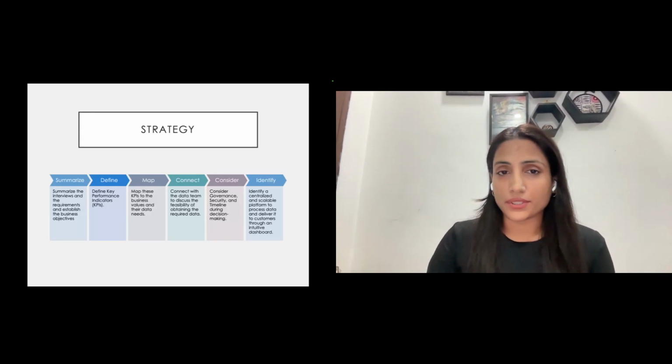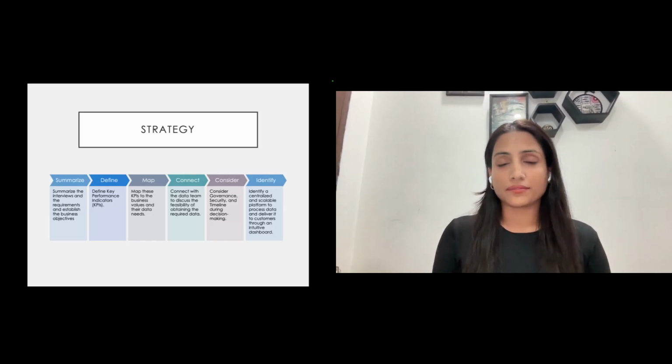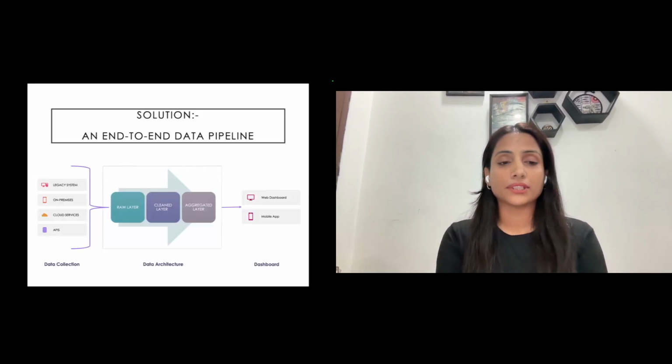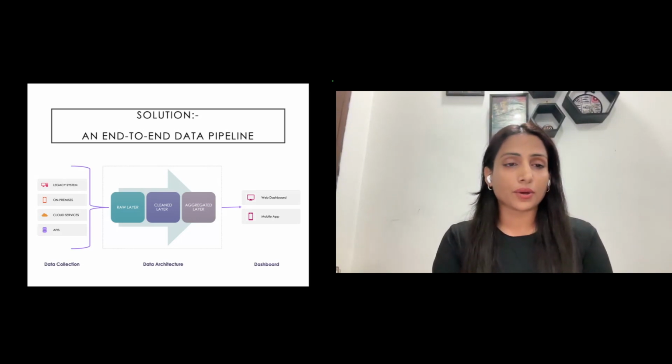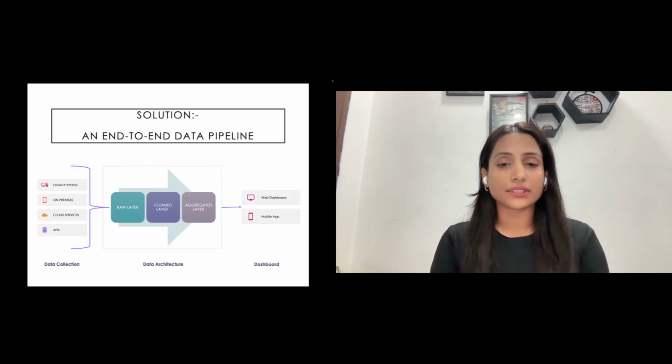So once you have formed the strategy, how do you go ahead? You try to find out a solution that suits best and aligns best with this strategy. And that would be, for this use case, an end-to-end data pipeline. So the layout that you see in front of you is what we implemented in our project. On the left-hand side, you see the data collection. So we collected the data from different data sources. In the middle, you see a data architecture showing 3 layers: raw layer, clean layer, and aggregated layer. So basically, the data flows through each one of these layers, improving its quality.